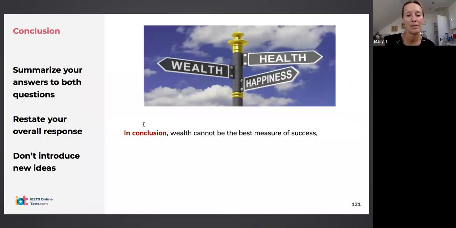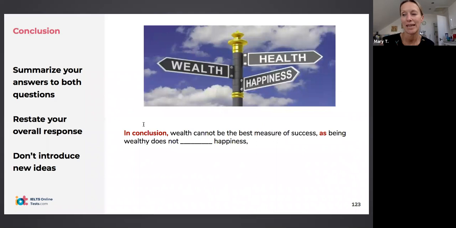So in the conclusion, you have to summarize your answers to both questions. You restate your overall response, and most importantly, you do not introduce new ideas. Okay, so the conclusion should be quite simple. So in conclusion, wealth cannot be the best measure of success, as being wealthy does not promote happiness. Bring happiness makes sense, yes.